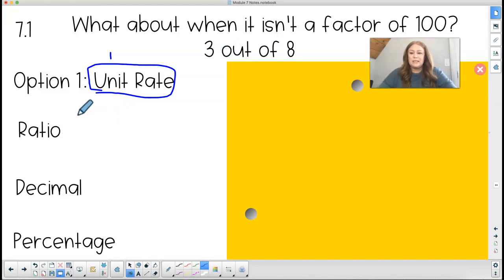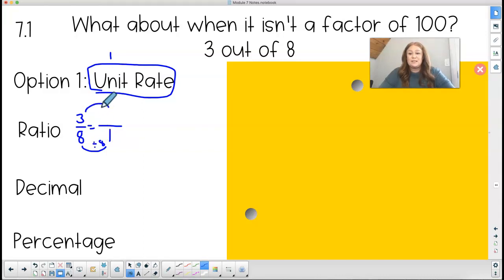So our ratio is 3 out of 8. And we know percentages need to be out of 100. If I count by eighths, I say 96 and I say 104. Neither of those nicely go into 100. So I want to take that and I want to simplify it to a unit rate first. So how do I get from 8 to 1? Well, we had to divide by 8.